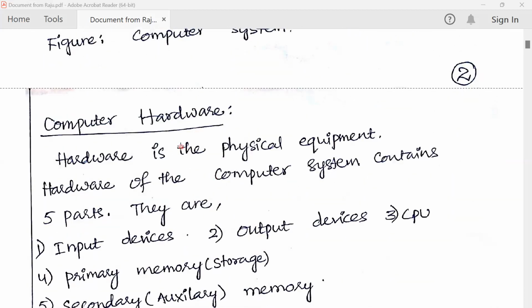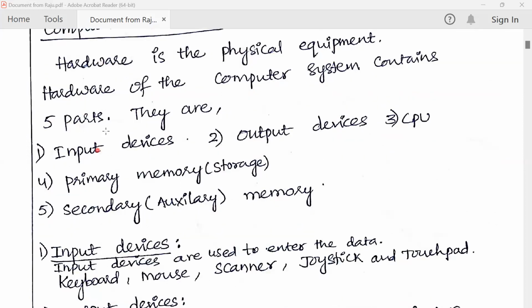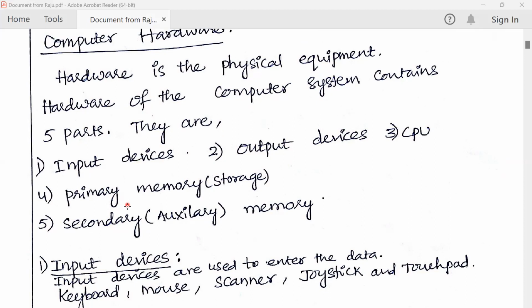What is meant by hardware? Hardware is the physical component of the system. Physical equipment is called hardware. Here, hardware devices have five parts. The first one is input, second is output, third is CPU, fourth is primary storage, and fifth is secondary storage. These are called hardware components.